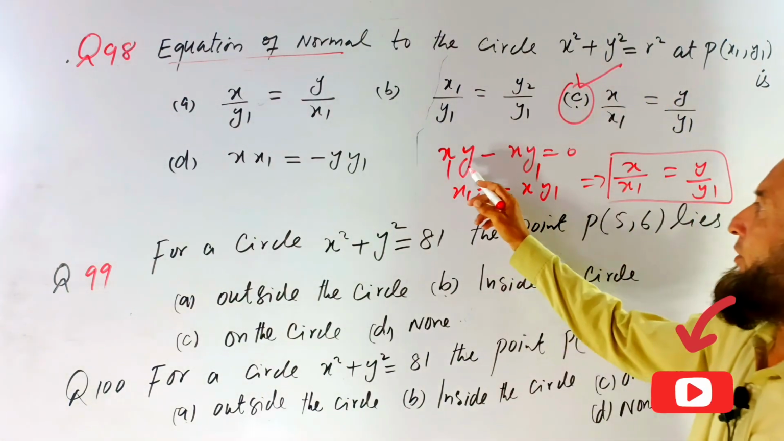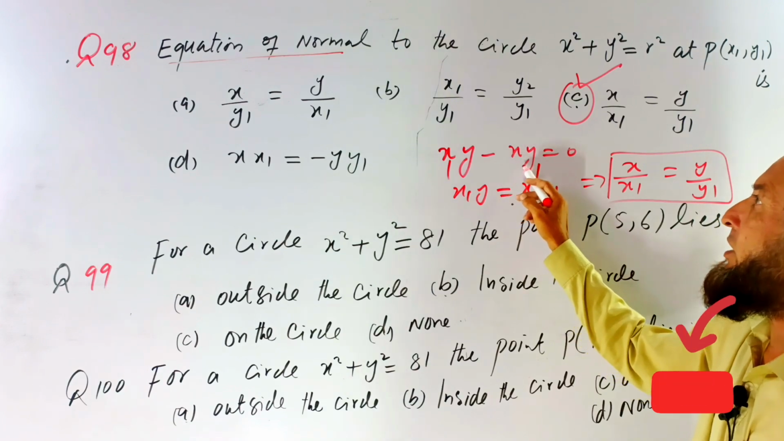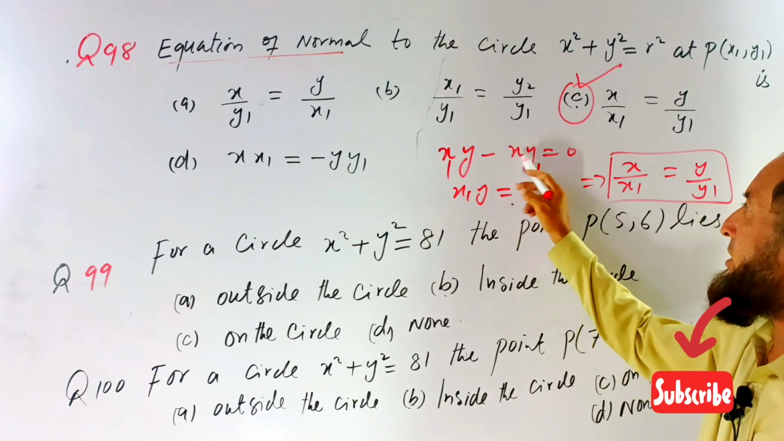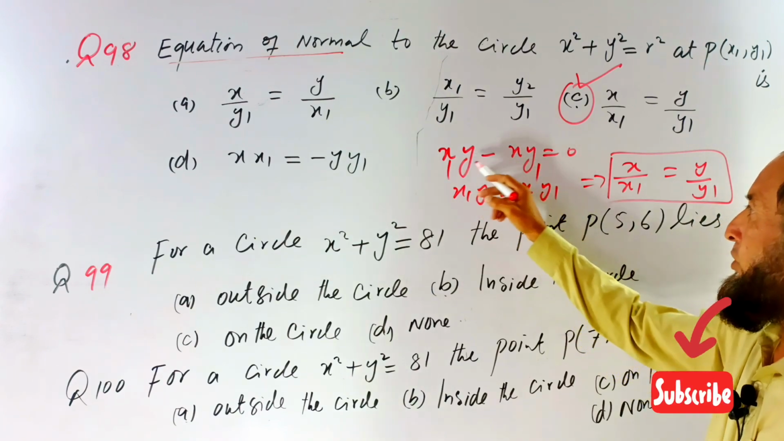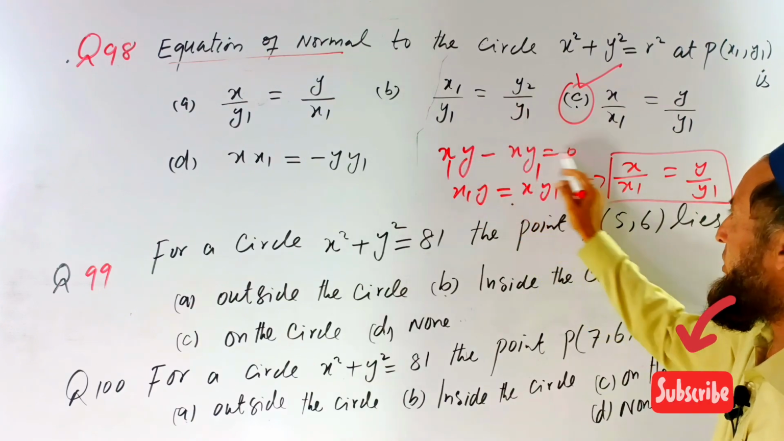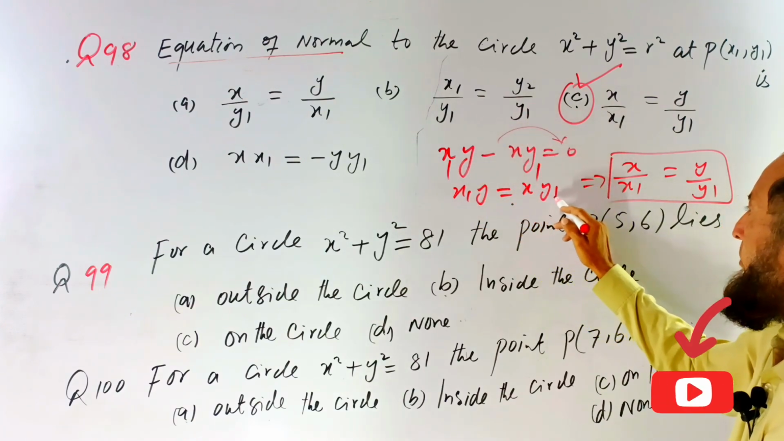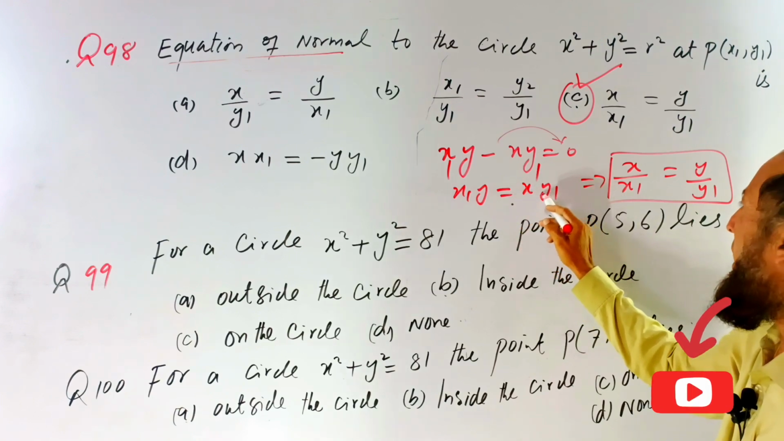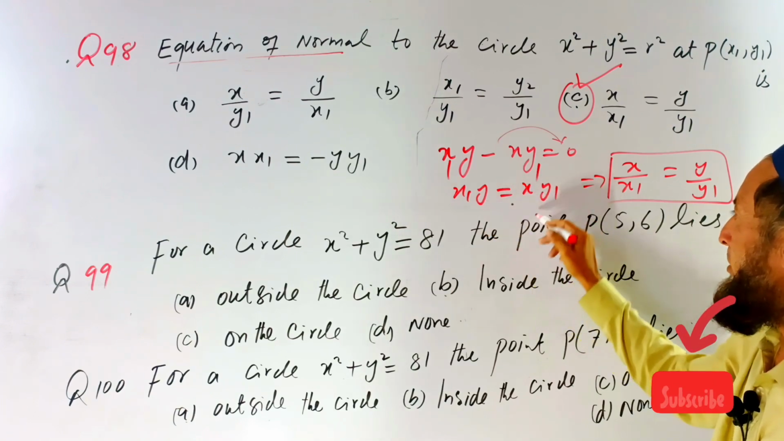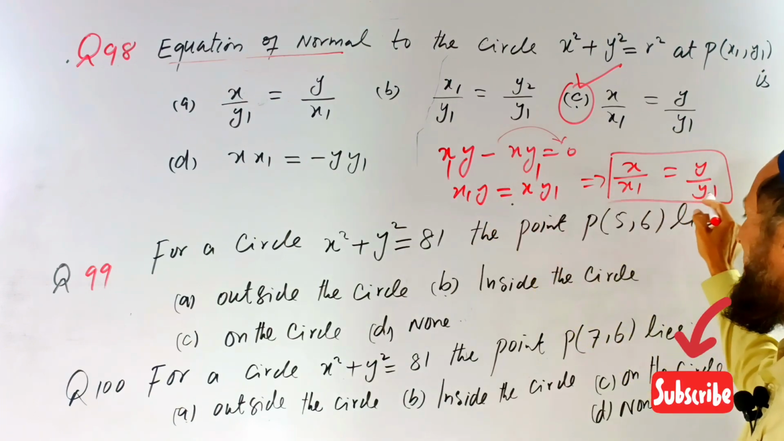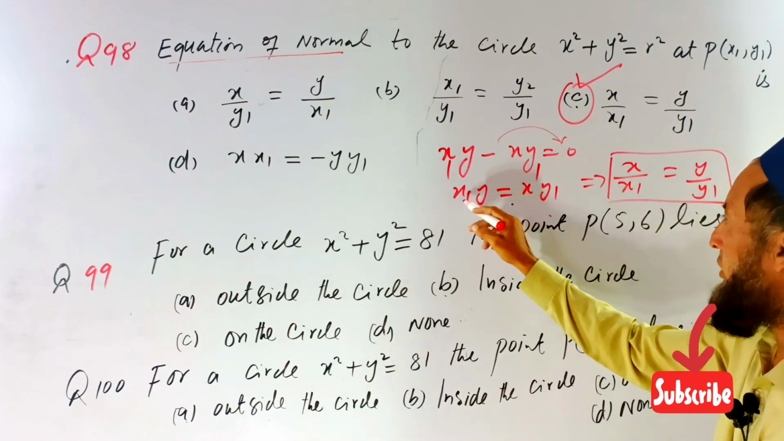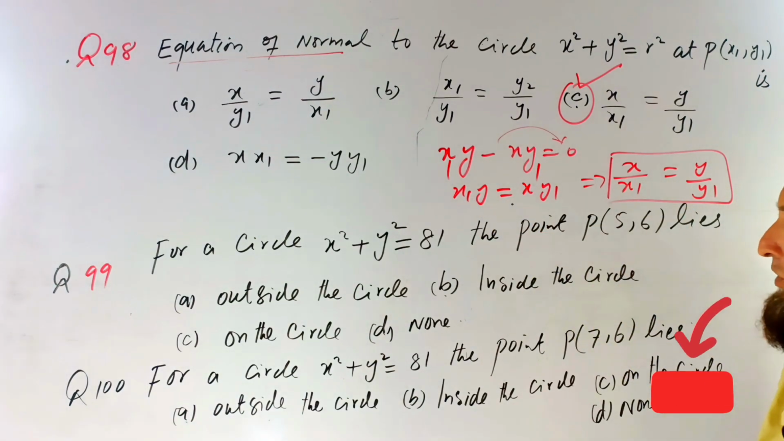So this is the general formula for the equation of the normal: x y1 minus x1 y. We change this, so here it will be positive x y1, dividing both sides by y1. This will be cancelled, and similarly dividing both sides by x1, we will get this answer.